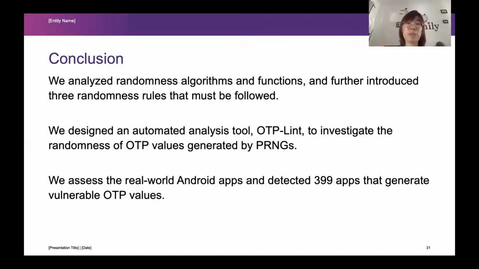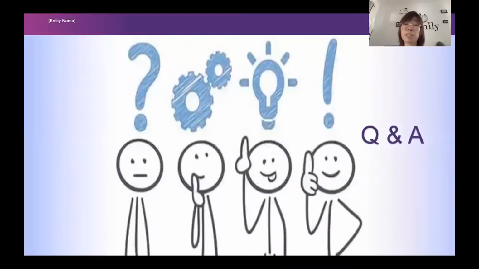To identify the weaknesses, we designed OTP Link to investigate the randomness of OTP values. And finally, we report our findings that 399 applications are vulnerable. So here's the end of my presentation. I welcome any questions if you have any. Thank you.